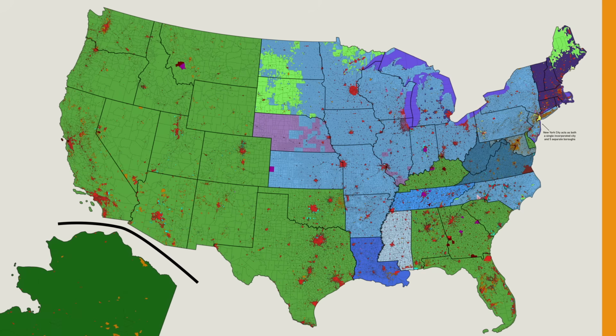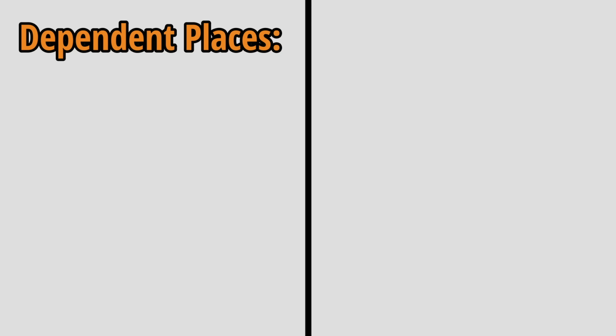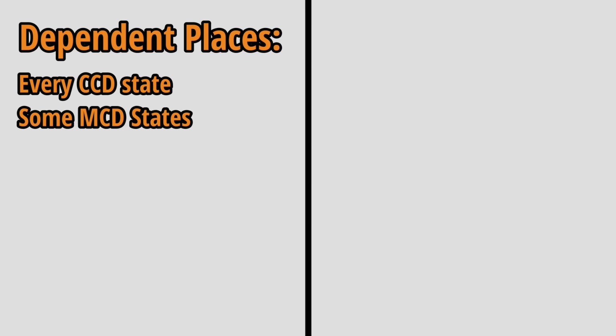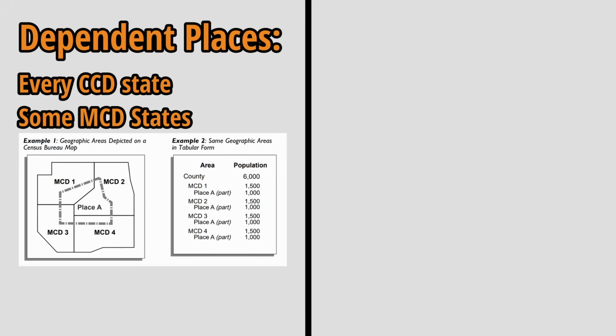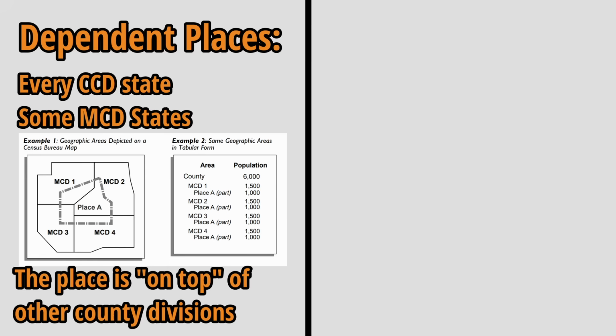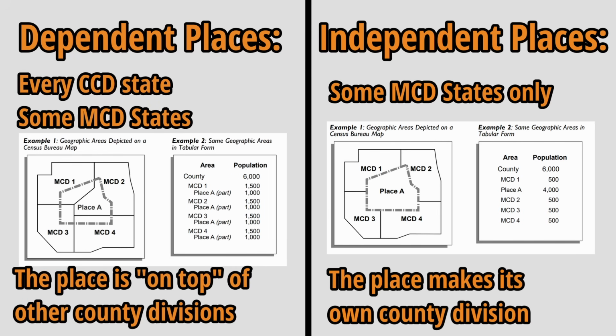Before we cover the specific places, we first have to learn about a concept. That being dependency. The places on this chart can either be dependent or independent. Dependent places are what you'll find in all the CCD states and some places in MCD states. They are dependent on the county division. This means that the city essentially sits on top of one or multiple county divisions, and the place does not comprise its own division. In contrast, an independent place does create its own county division.